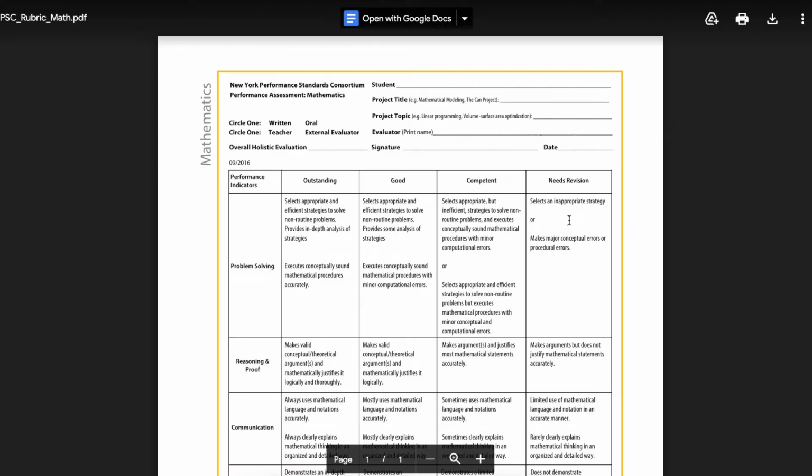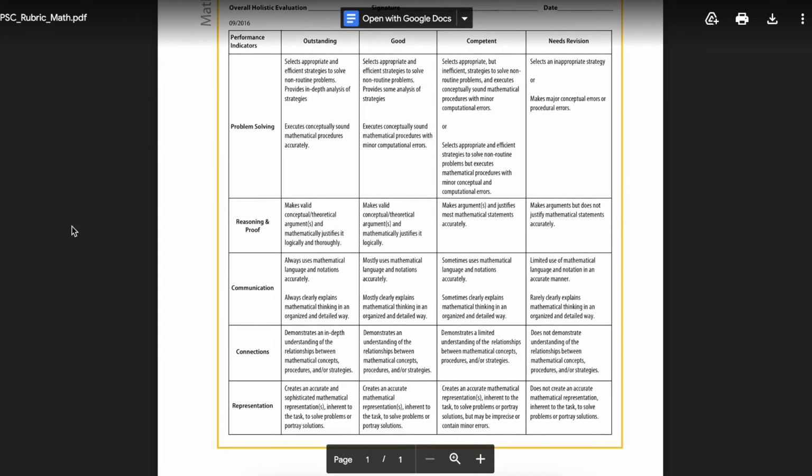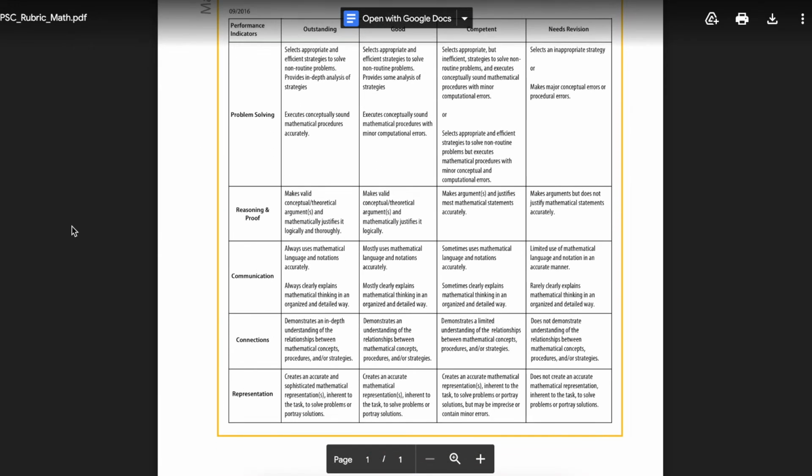On this math one, you see the same levels of proficiency, and then the performance indicators, again, are applicable at all levels of math: problem solving, reasoning and proof, communication, connections, and representation. Again, these are priority standards or skills that all students need at all grade levels.